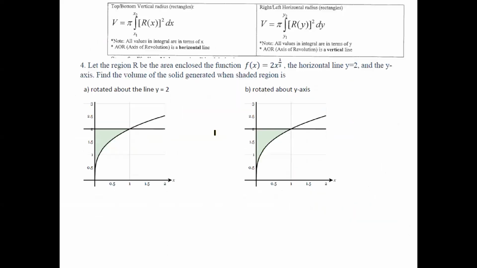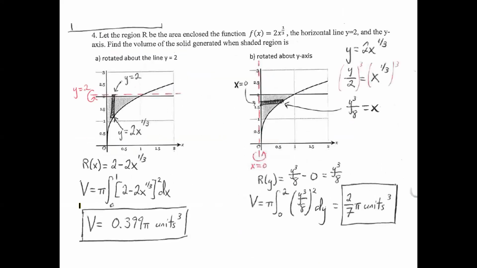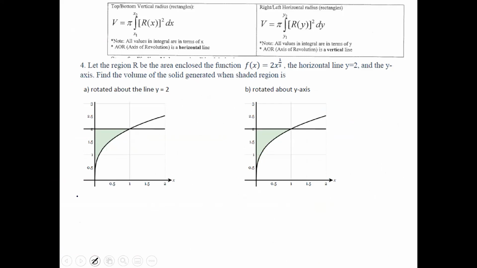All right, let's go on to number 4. For number 4, I'm going to work on A. It says the area enclosed by the function y equals 2x to the 1/3, the horizontal line y equals 2, and the y-axis. Find the volume as it's generated around the line y equals 2.